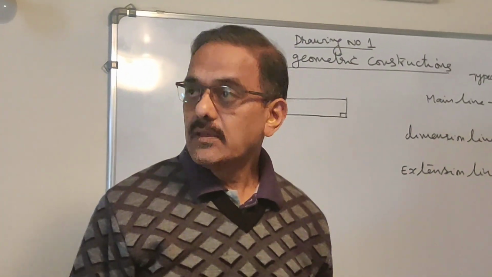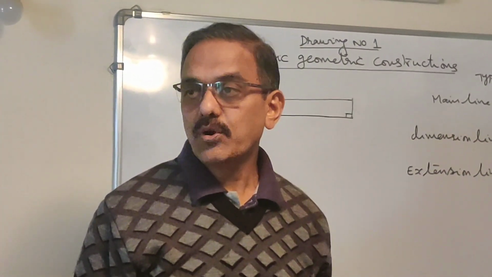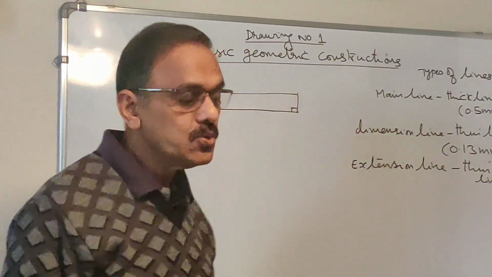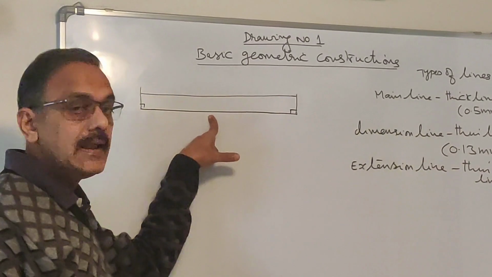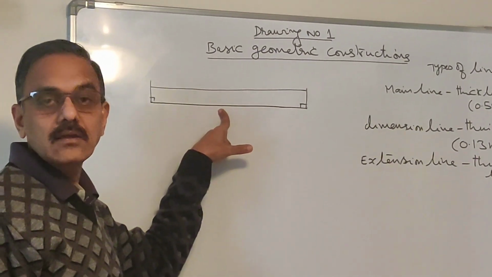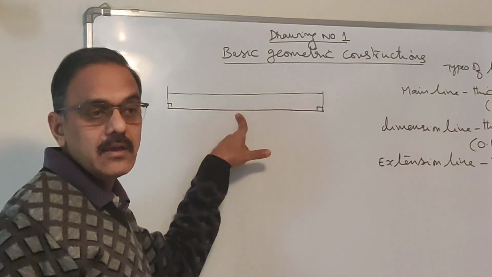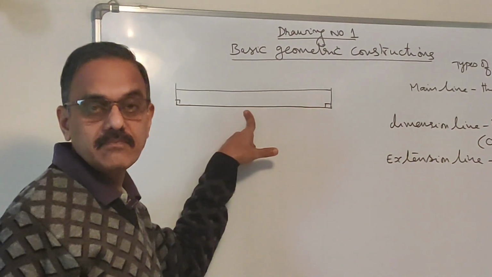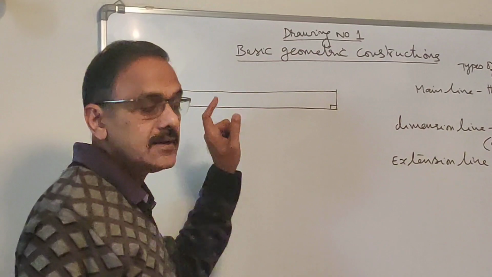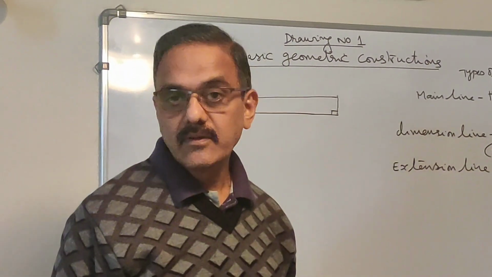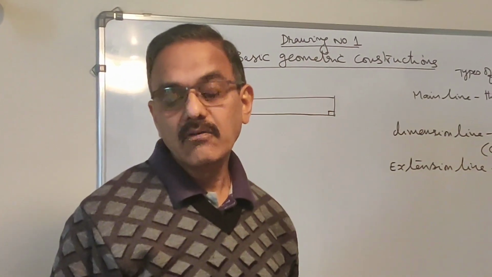When it was only manual drawing, a lot of importance was given to this dimensioning. So the students used to use either 2B lead or HB lead for drawing the main line. So 2B lead or HB lead will give you the dark lines. Whereas for drawing the dimension line, students used to use either H or 2H lead. That will be very light when you draw it.